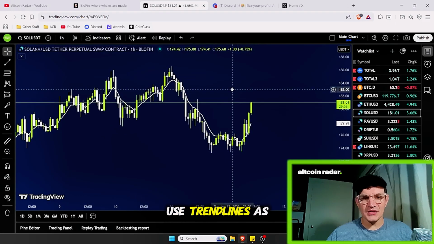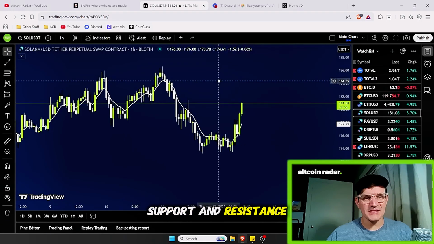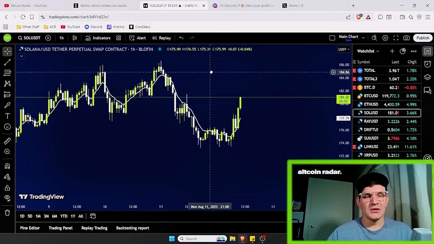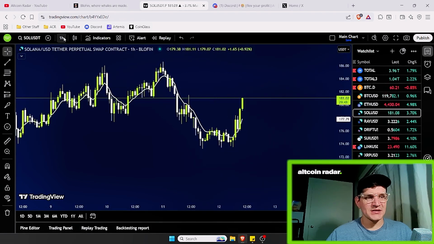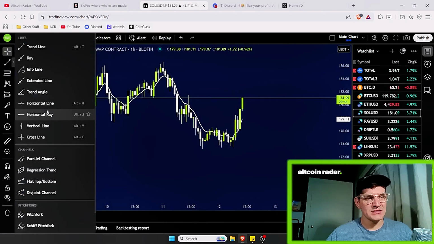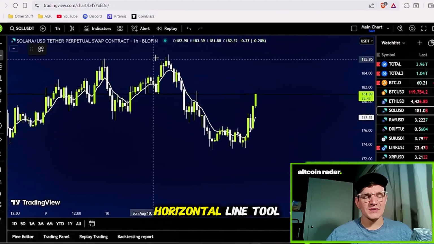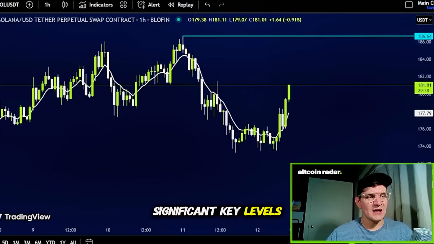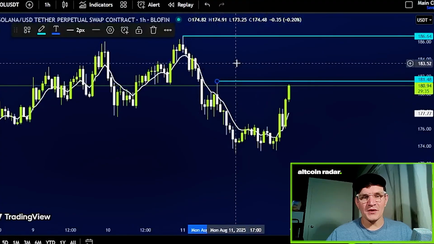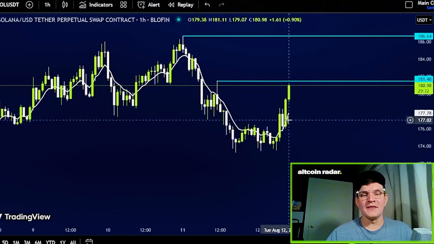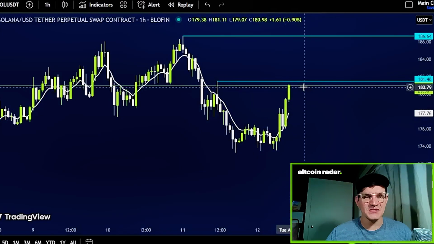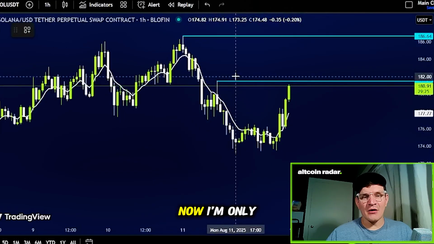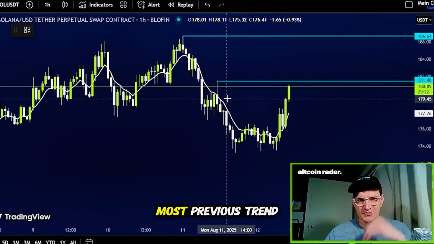Now, another way that you can use trend lines is as support and resistance, with horizontal trend lines too. If we were to use them as horizontal support and resistance, you would take your horizontal line tool and start marking out all of the significant key levels here. And these lines technically become support and resistance. So we've got strong resistance there. Now I'm only marking out the ones from the most recent trend here.